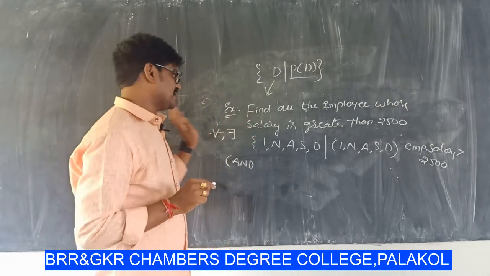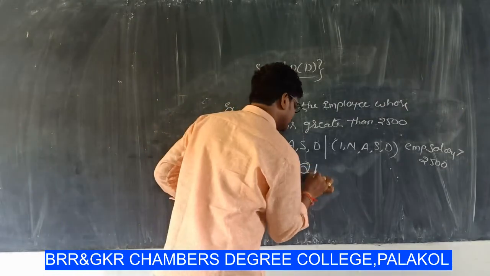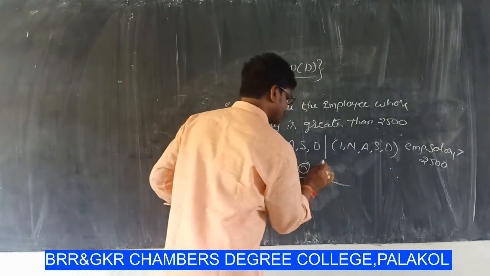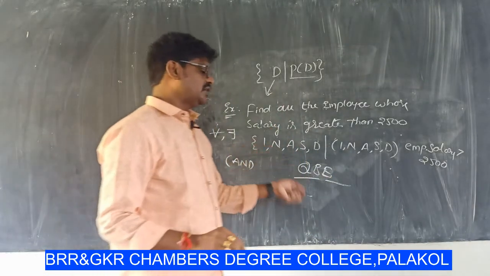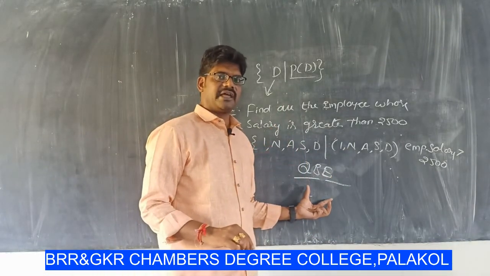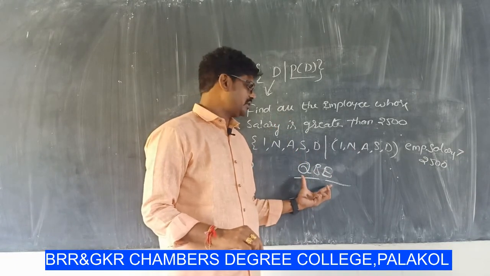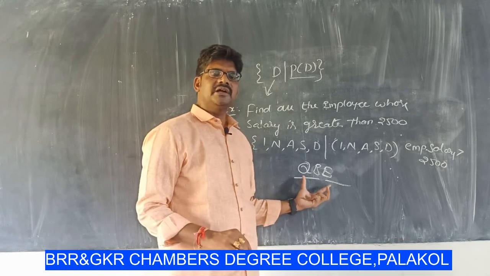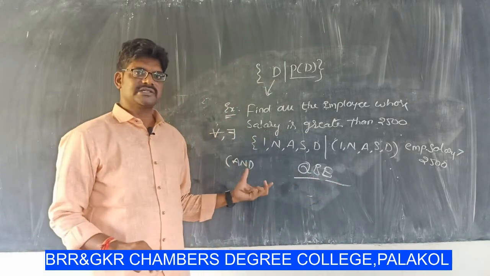The best example of domain relational calculus is QBE, query by example. Query by example is a domain relational calculus. It is a graphical query language which is used to display the tuples and domains. I hope you are understanding this concept. Thank you.